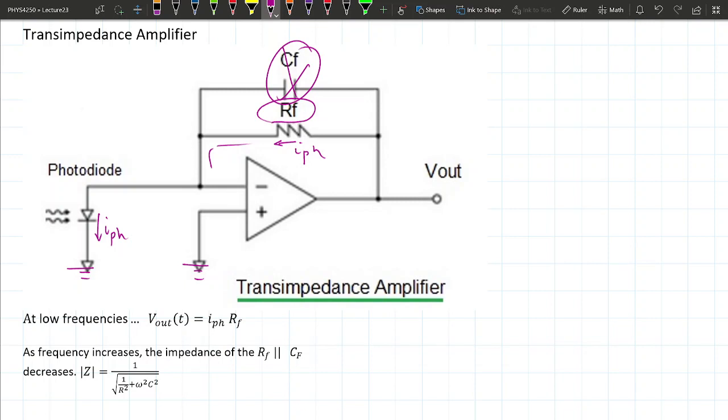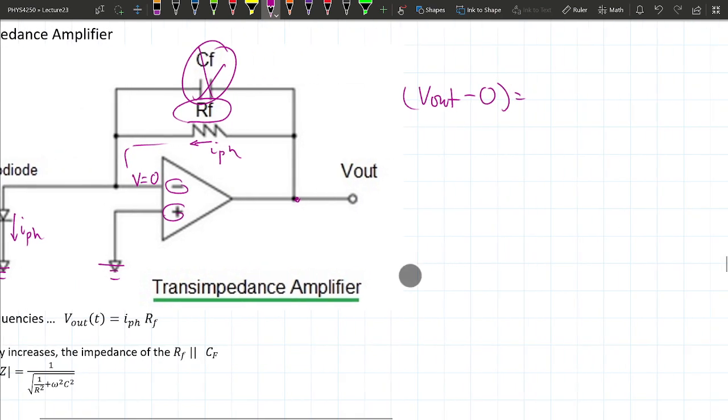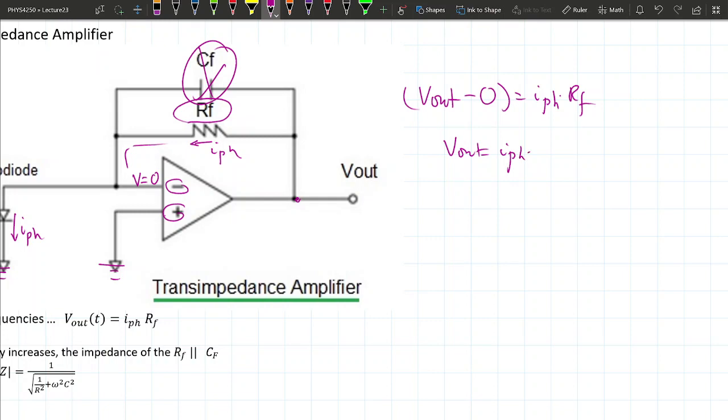Since this is the negative input and the positive input is tied to ground, the voltage here has to be 0, right? So if you have current going from V out through the RF to 0, that means V out minus 0 is going to be equal to I photon times RF. Well, that means V out is equal to I photon times RF.